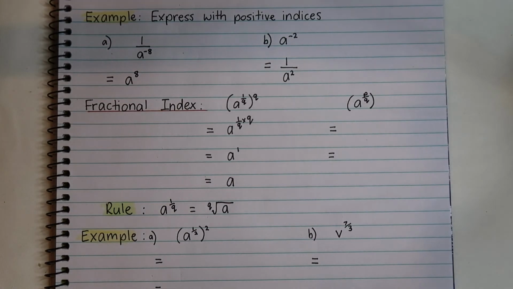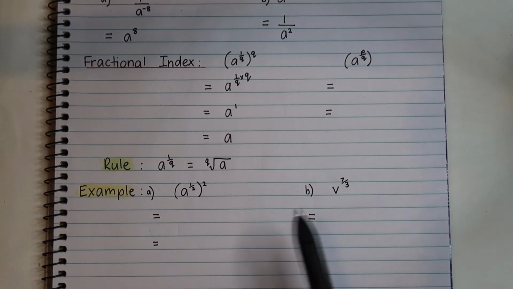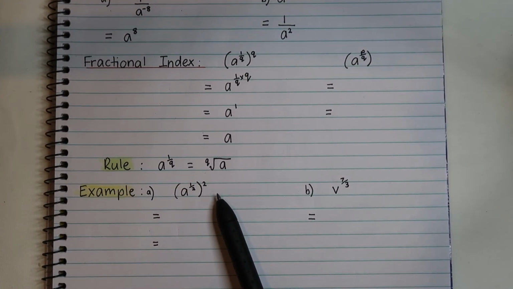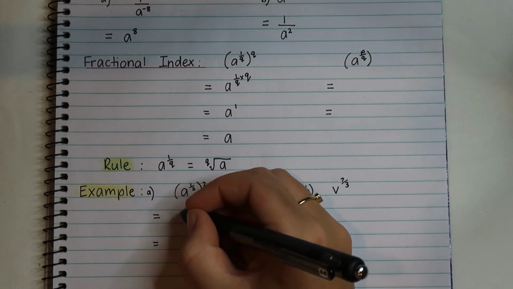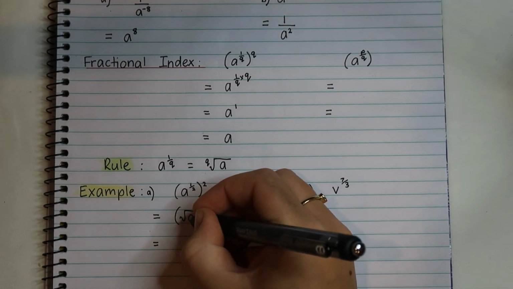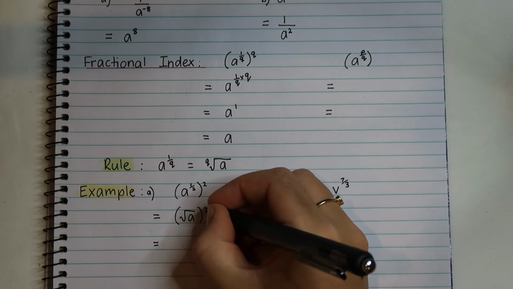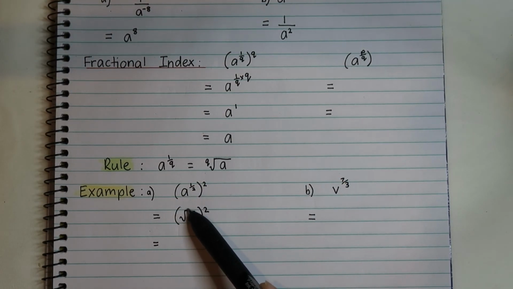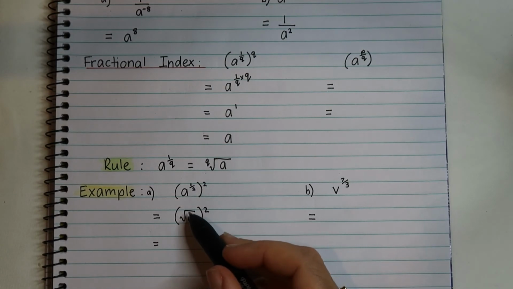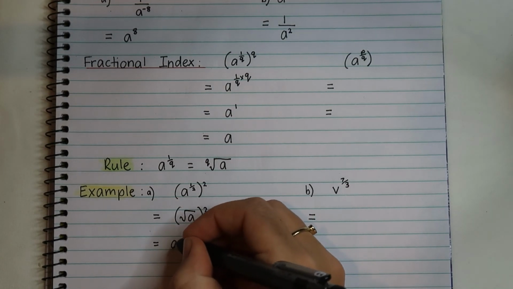So let's do a quick example. Here we have a to the power of a half, in brackets, all squared. We can rewrite this as the square root of a, squared, because a to the power of a half is the same as the square root of a, and we know that the square root and the square cancel out and we're left with a.